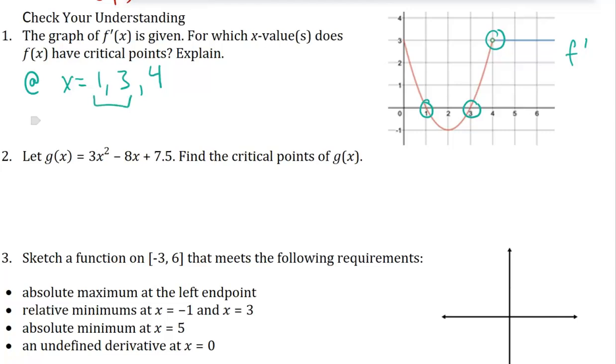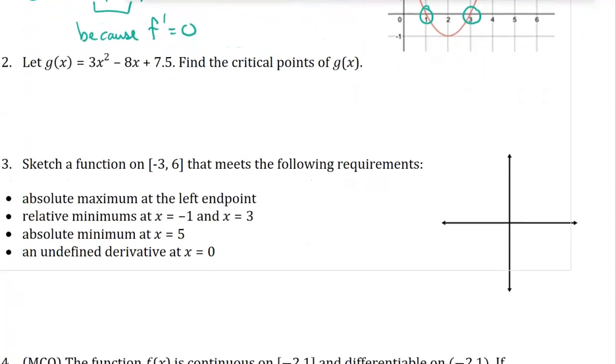So 1 and 3, and I'll say because f prime equals 0. And for 4, I'm going to say because f prime does not exist. Okay. And then for number 2, here we have a function. This is a polynomial function. For polynomials, they are differentiable everywhere, so there's nowhere where the derivative doesn't exist, meaning for critical points for g, I only need to figure out where g prime equals 0. Okay, so where g prime equals 0.